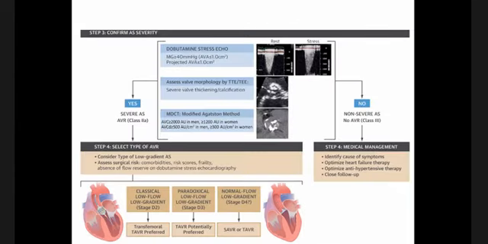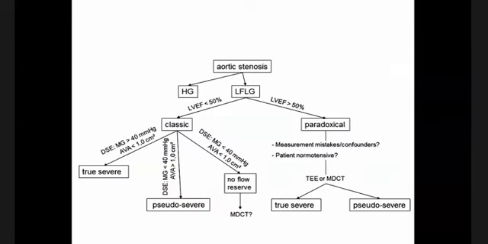So we have methods to assess this. We can do a dobutamine stress, or if there is a confusion, we can do a CT or look at the valve opening by esophageal echo, or by CT. If there is a huge amount of calcium, then we know that there is a severe aortic stenosis, so we need to replace it.